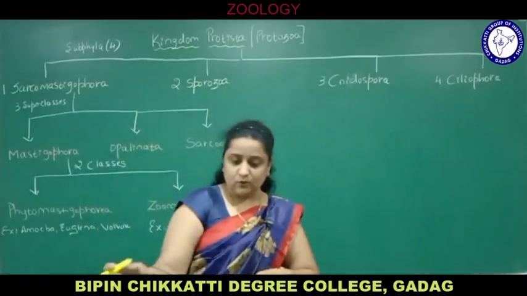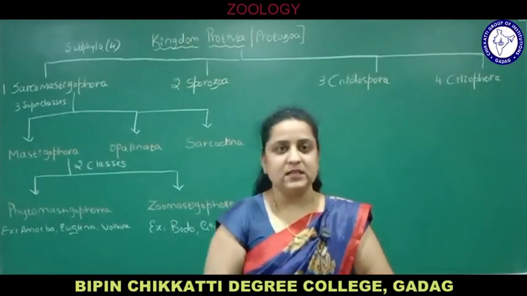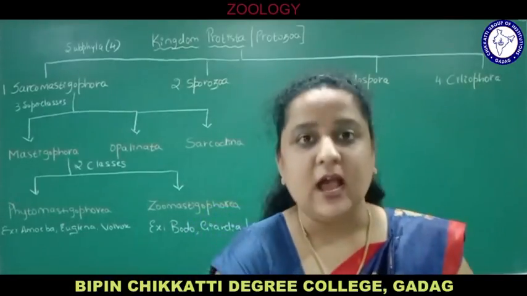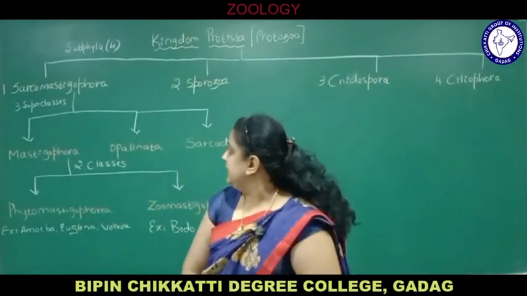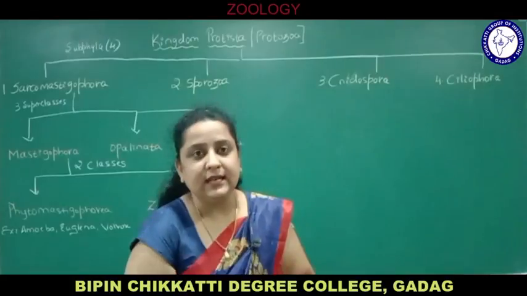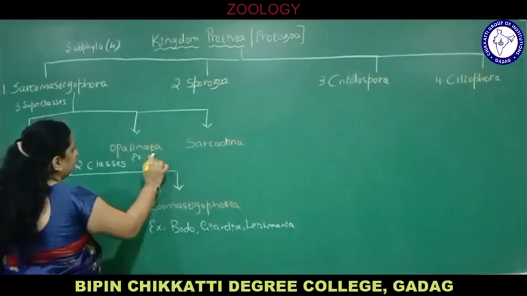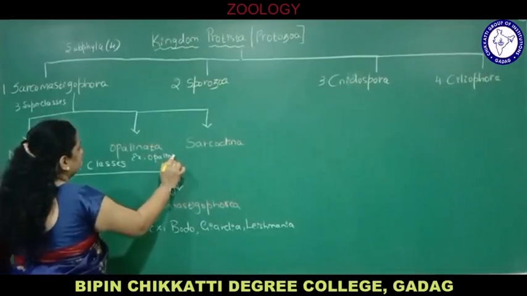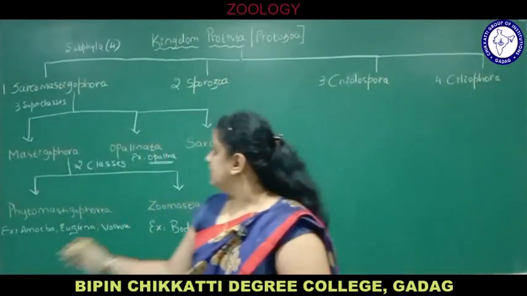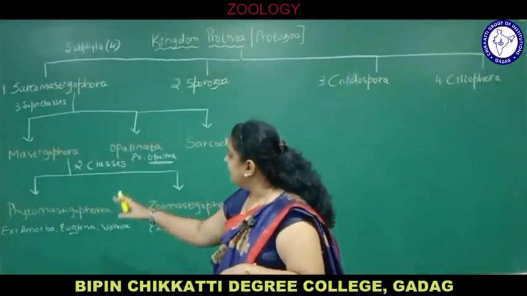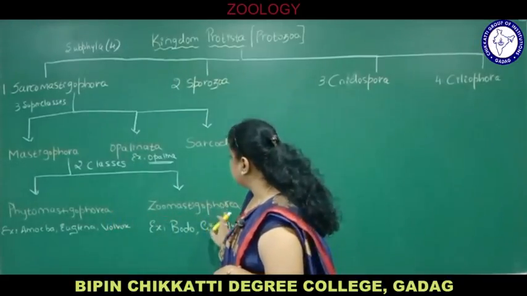If you come to Mastigophora, Mastigophora are commonly called flagellates. Why are they called flagellates? Because they locomote with the help of flagella, and the body is covered by pellicle. In Mastigophora, the body is covered by pellicle. Next, coming to Opellinata. The example for Opellinata is Opellina. So again, the superclass Mastigophora is divided into 2 classes, Phytomastigophoria and Zoomastigophoria.